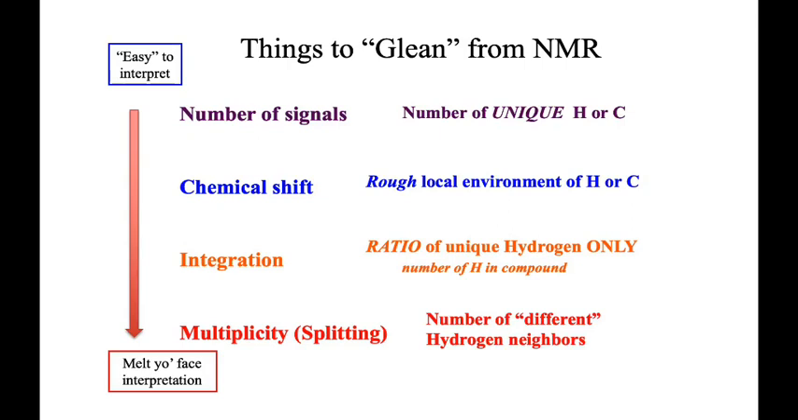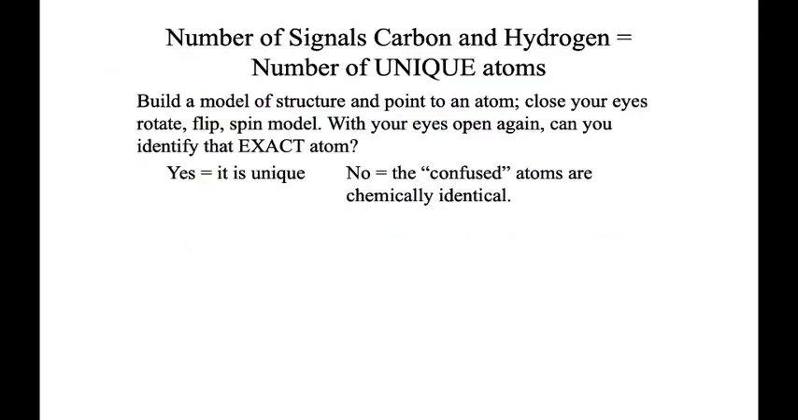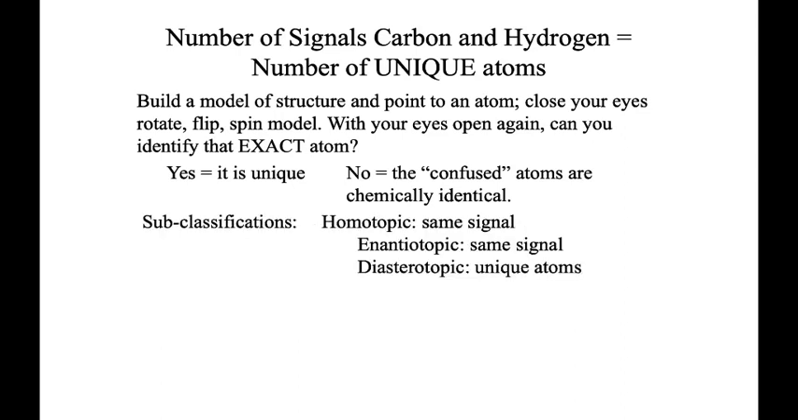So let's take a swing through first. Unique atoms, the easiest way to do it: take a molecule, build it, point to a hydrogen, close your eyes, spin, flip, rotate. Can you point to the exact same hydrogen again? If you can, that hydrogen is unique from all the other hydrogens. If you can't, it is the same as whatever hydrogen you're getting it confused with. Those together become one signal. That in and of itself isn't a big deal. That's relatively simple. But as we get more complex things coming out, we can come up with slight confusions that can make things a little more challenging.